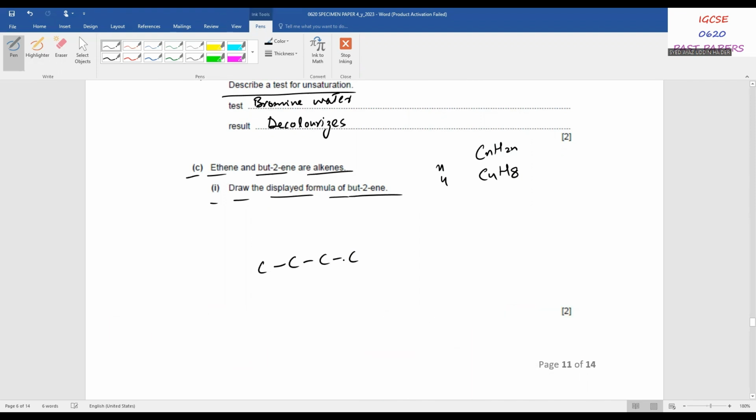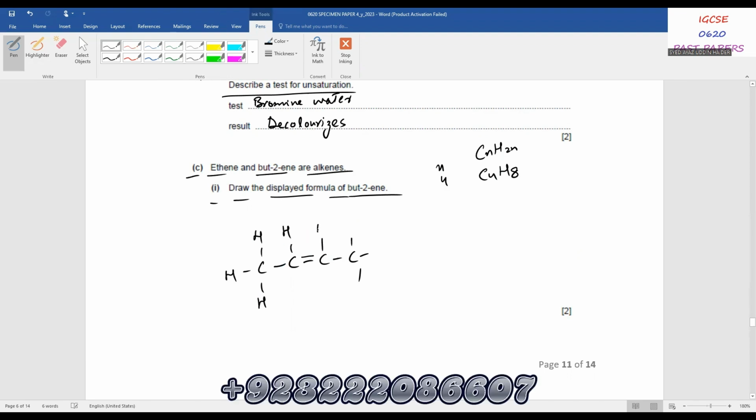It's unsaturated, so there must be 1 carbon-carbon double bond. I'm placing the double bond between these 2 carbon atoms. Now let's place hydrogen atoms: 1, 2, 3; 1, 2, 3, 4; 1, 2, 3, 4; 1, 2, 3, 4. So this will be your final displayed formula for butene.